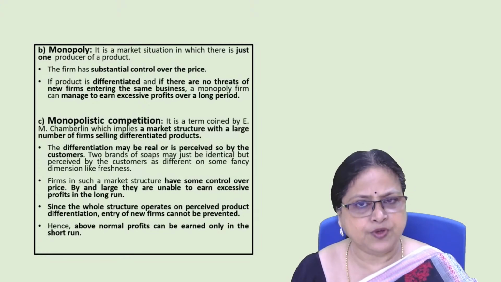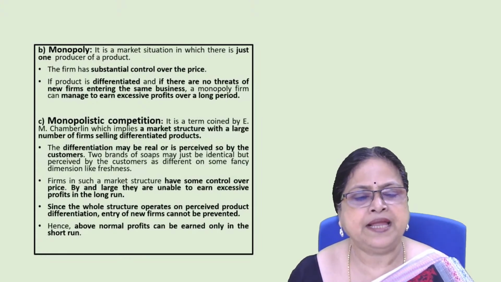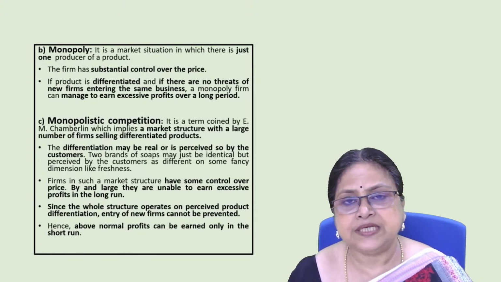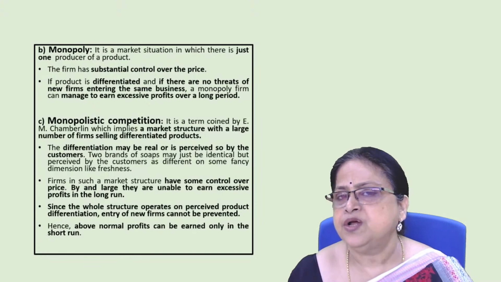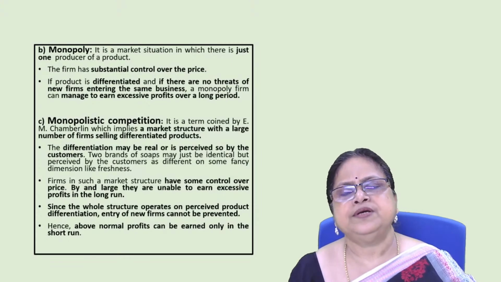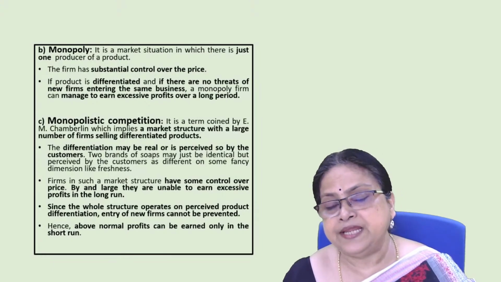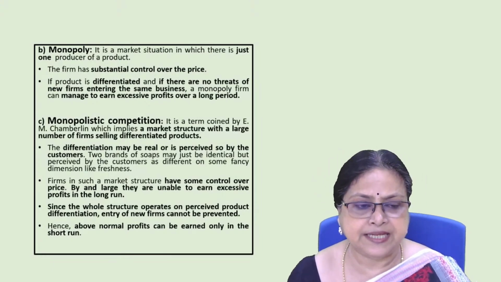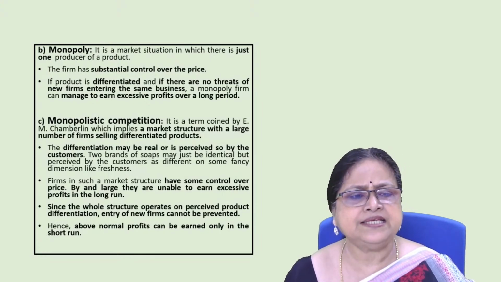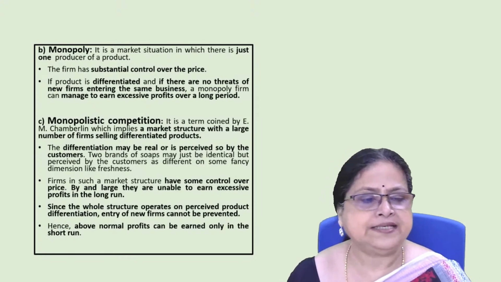Firms in such a market, that is monopolistic competition, have some control over price. By and large, they are unable to earn excessive profit in the long run. Monopolists can earn excessive profit in the long run because nobody can enter the market. Perfect competition cannot have excessive profit in the long run because there is no barrier. Anybody can enter and anybody can exit because of the price structure also.